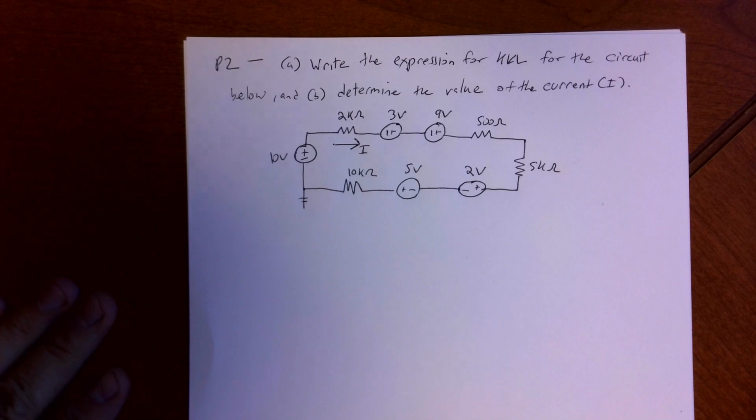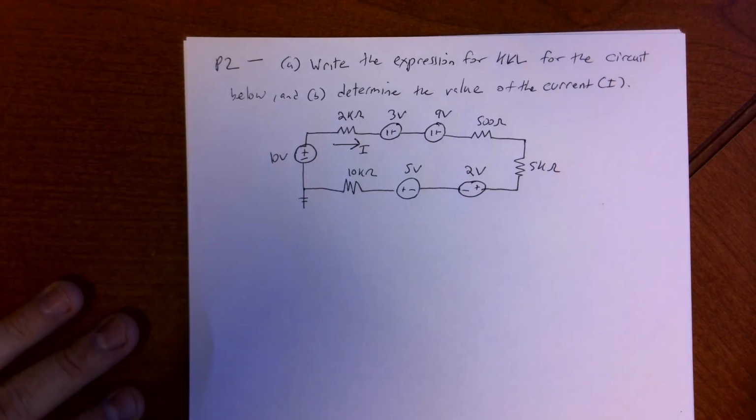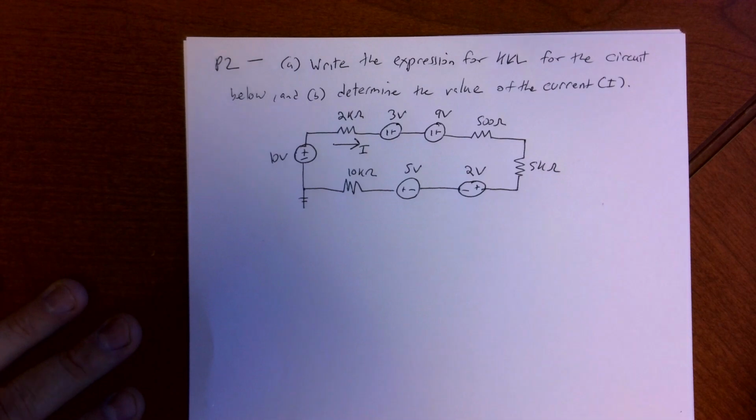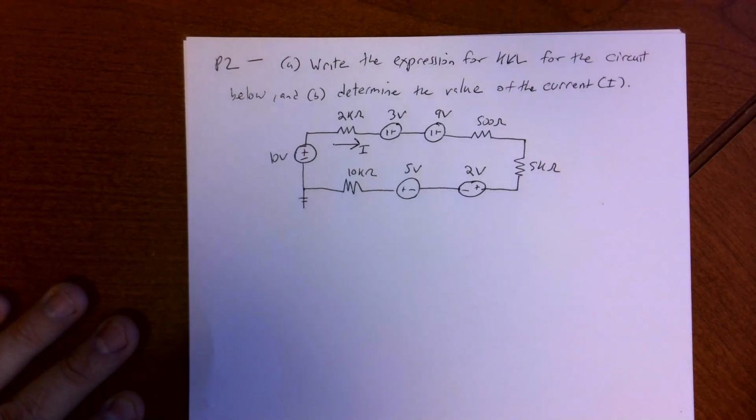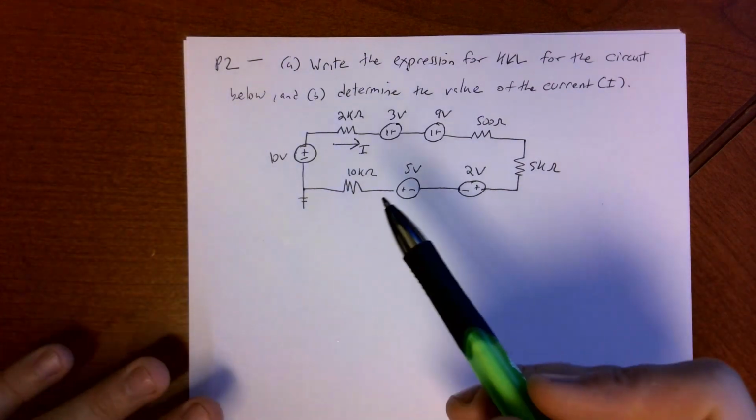Hello everyone. In this video we will work group work problem number 2 from lecture 6, the KVL KCL lecture. And in this problem we are asked two things. First, to write the expression for KVL on the circuit given, and then in part B to compute the current value I.